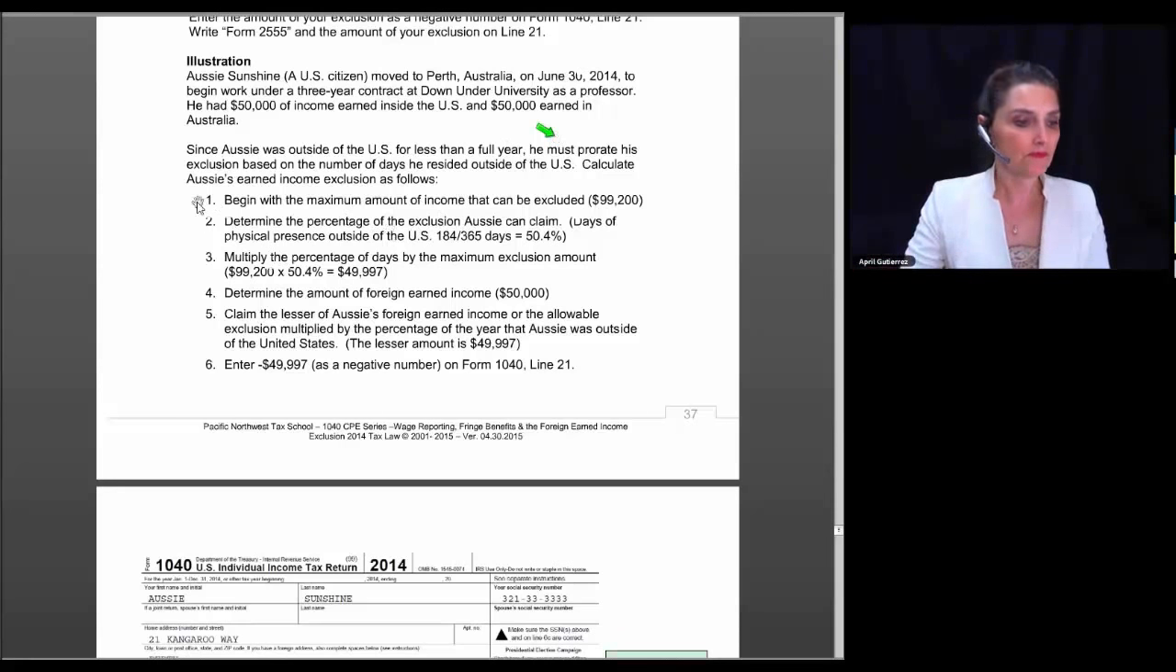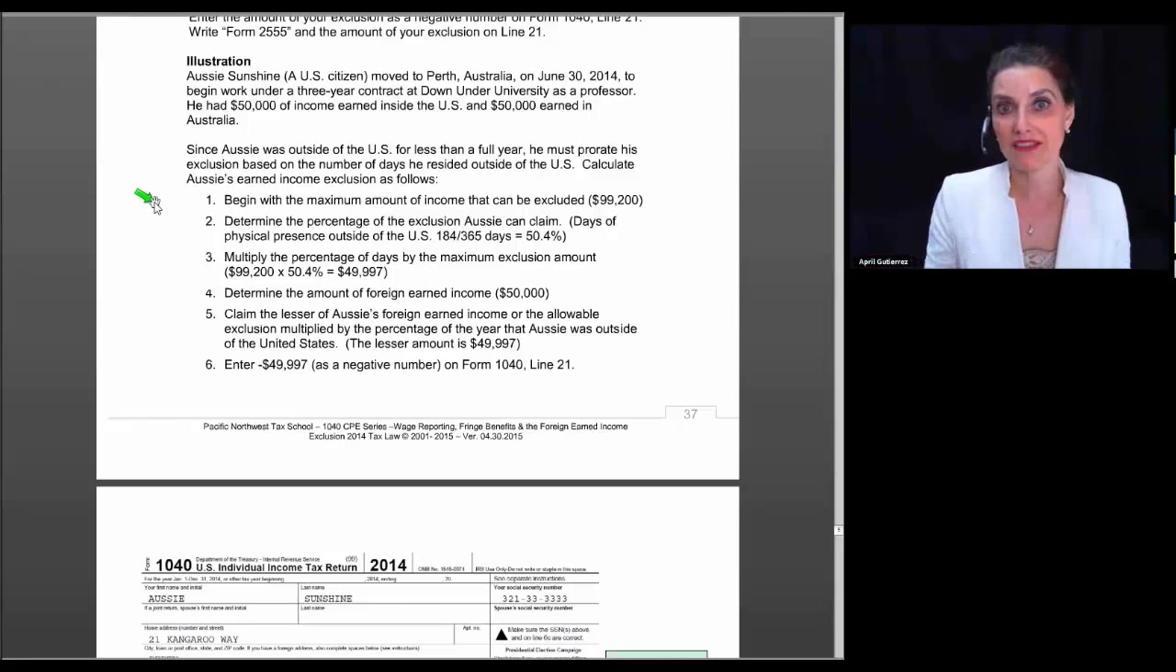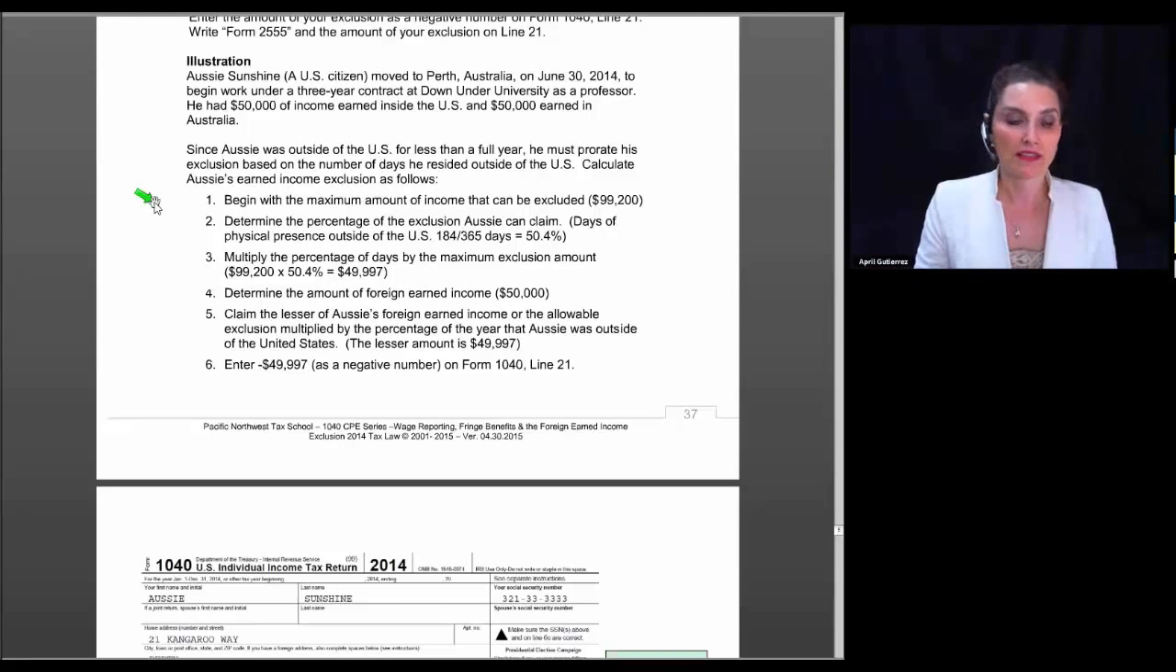So in figuring the foreign earned income exclusion for Ozzy, we start with the maximum amount that he could exclude if he had been outside of the United States for an entire year. That number is $99,200. We then determine the percentage of the exclusion that Ozzy can claim, the days of physical presence outside of the United States divided by the number of days in a full year. In his case, he was outside of the United States 184 days during the year. We're going to divide that by 365 days in the total year, and we get 50.4%. We then multiply the full year exclusion of $99,200 by 50.4%, and we get $49,997. That's the maximum amount he can exclude for the year.